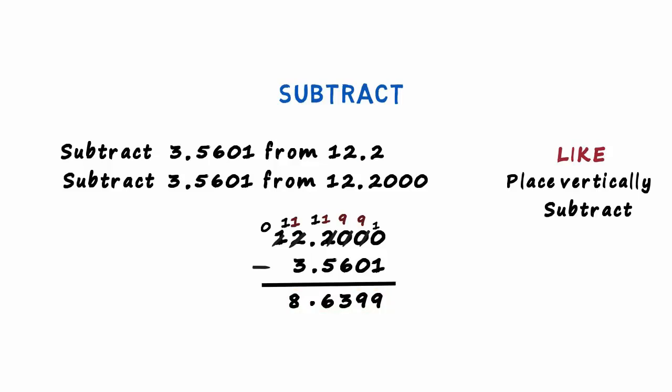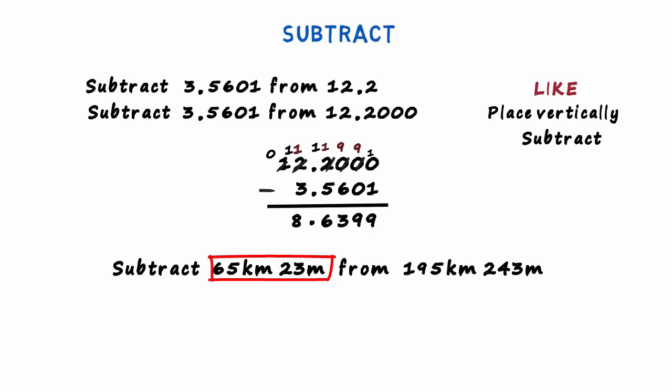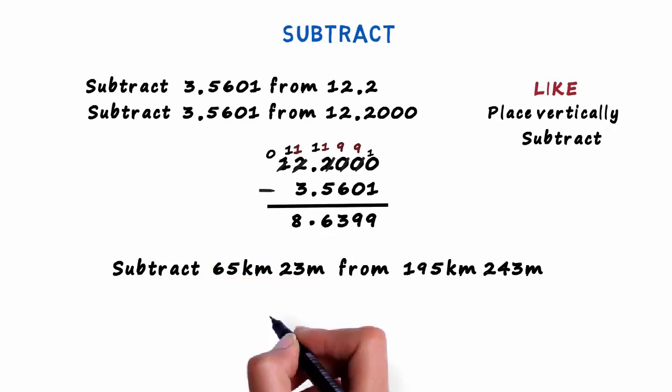Subtraction probably requires a little more concentration as compared to addition, especially when borrowing is involved. But where can we use this concept? Say we are asked to subtract 65 kilometers 23 meters from 195 kilometers and 243 meters. We have been asked to subtract distances. To perform this subtraction, it's better we convert both distances to kilometers and subtract.